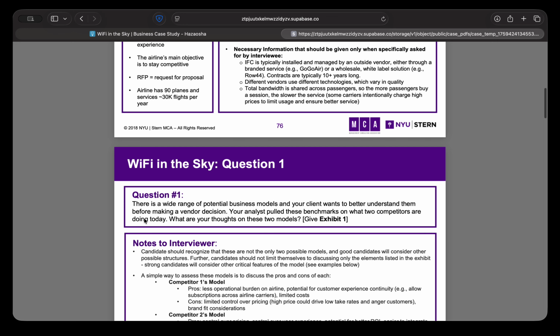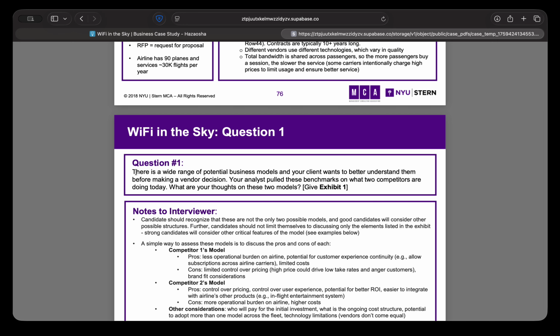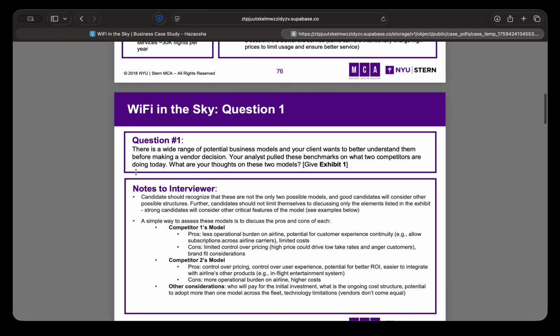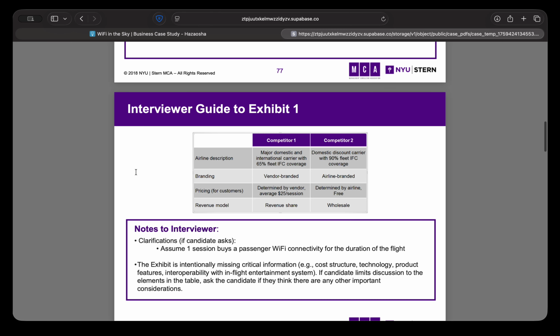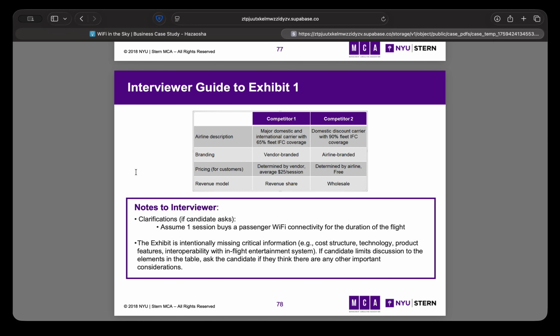If you scroll down, you can then see question 1. Question 1 says there is a wide range of potential business models and your client wants to better understand them before making a decision on their vendor. Your analyst has pulled out these benchmarks on 2 competitors on what they're doing today. So what are the thoughts on the 2 models is the first question. As you can see, it says go to exhibit 1. Exhibit 1 is here, and you can read about the details of competitor 1 and 2. The way to approach this question is to have a brief overview of the case, but use the AI case coach to then practice the case.